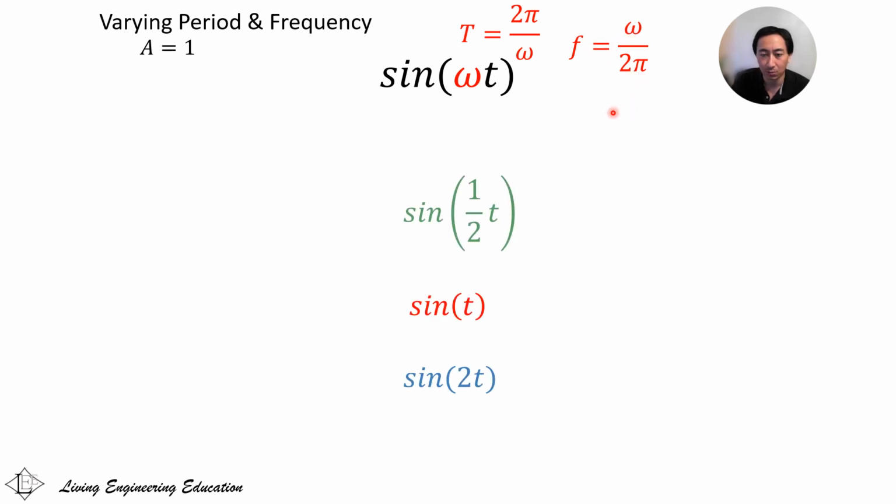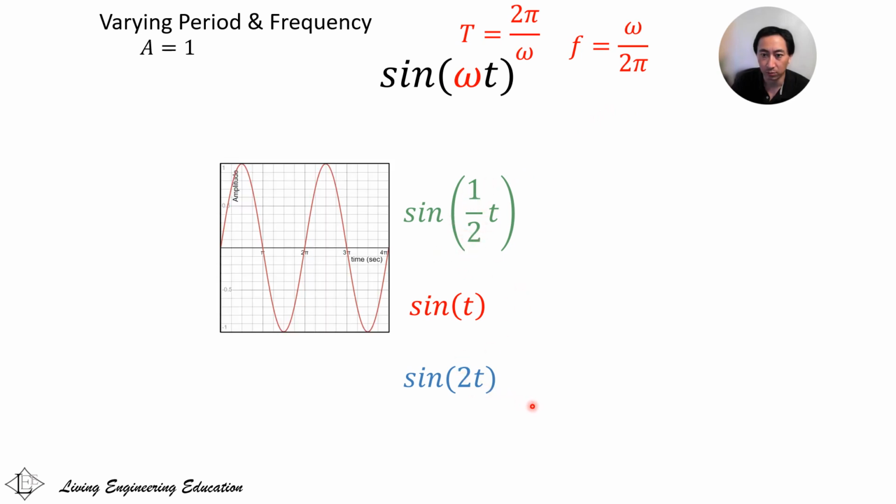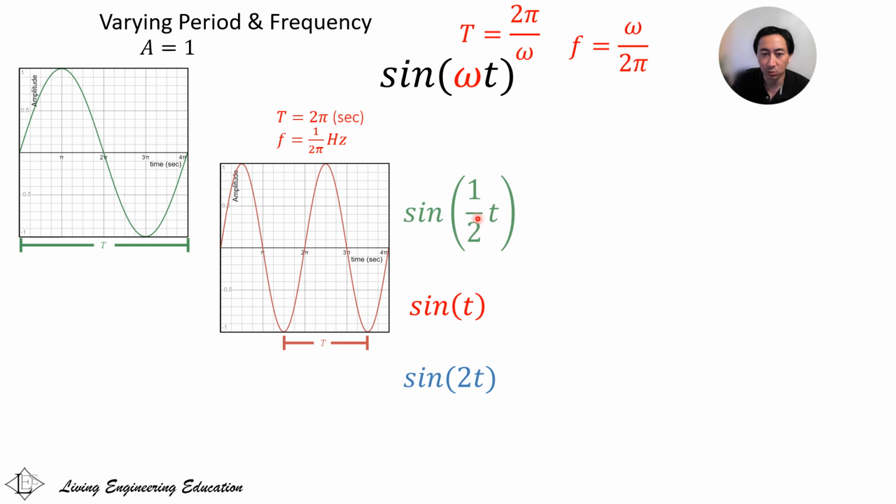So let's take a look at a couple examples. We have an omega of 1/2 in green and omega of 2 in blue. Here's my baseline sine t in red. This is going to have a period of 2 pi and a frequency of 1 over 2 pi. Next, we'll look at sine of 1/2 t. The period is 2 pi over 1/2, or the period is 4 pi. The frequency is omega over 2 pi, so 1/2 over 2 pi, or 1 over 4 pi. Okay, so the frequency goes down, the period increases.